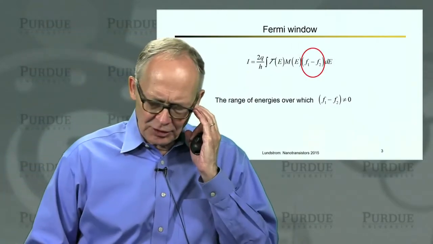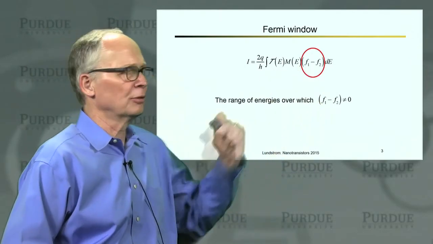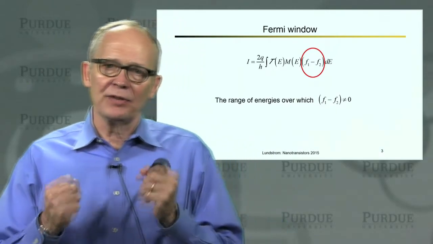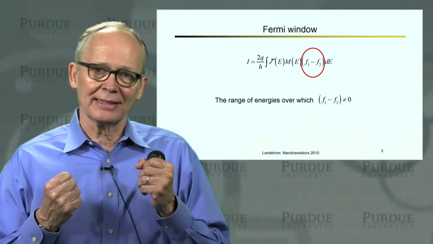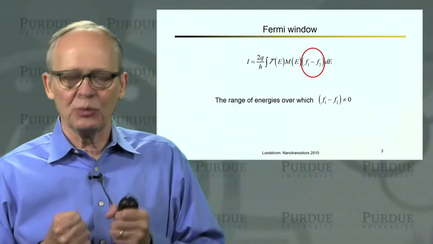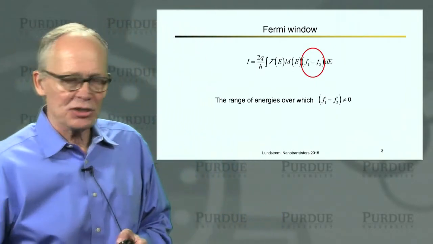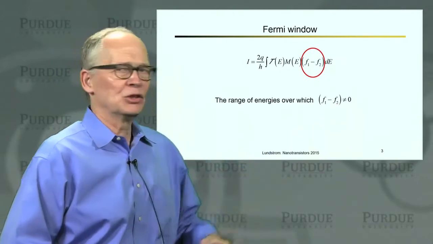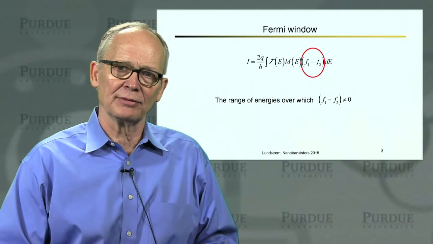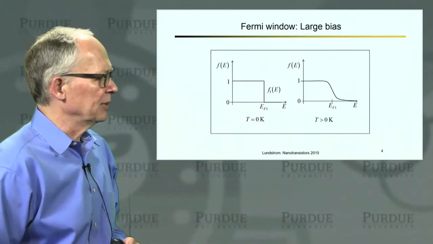Okay, so let's look at the current expression in a little more detail, and in particular, let's look at the term F1 minus F2. You can see that when the Fermi functions of the two contacts are the same, no current will flow. Current only flows when F1 is different from F2 over some energy range. The range over which that's true is what we focus on when we want to understand current flow. Those are the range of energies that are important. So we can get a picture of that from these diagrams.